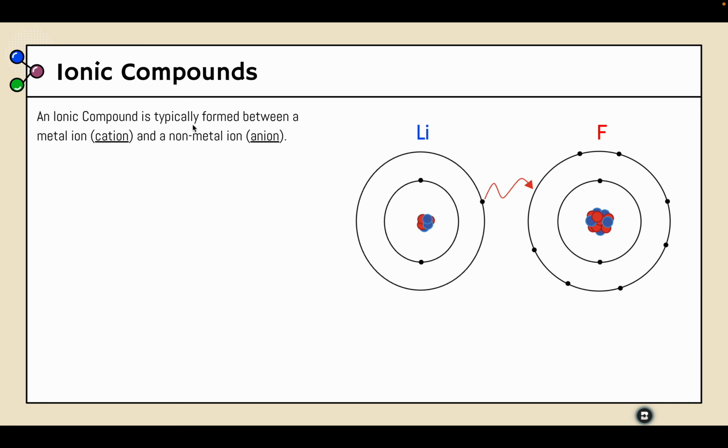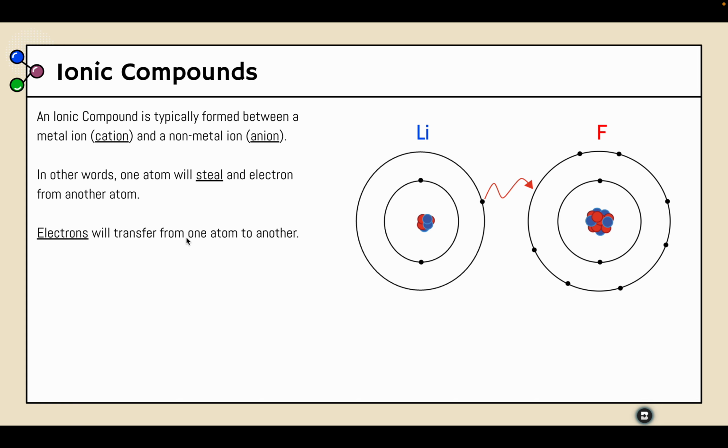In an ionic compound, they're formed between a metal and a nonmetal. If you were to look at your periodic table, lithium is a metal, fluorine is a nonmetal. So ionic compounds exist between metals and nonmetals. In other words, one atom is going to actually steal one electron from another atom. So this electron is going to get donated to fluorine, or you could also say that fluorine steals this electron from lithium. Electrons are going to transfer from one another. So again, we're moving this electron to fluorine.